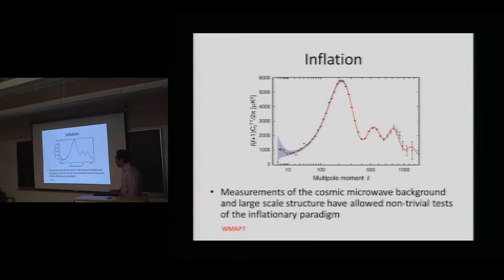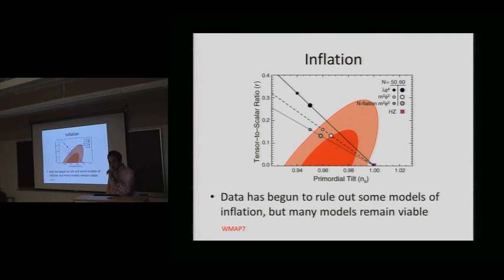So inflation has passed a bunch of observational tests. It's very successful at reproducing the power spectrum that we observed in the cosmic microwave background, for example, which gives us a lot of faith that something like inflation or something very close to it happened in our early universe. We think we've got to the point where data has begun to rule out some of the simplest models of inflation.